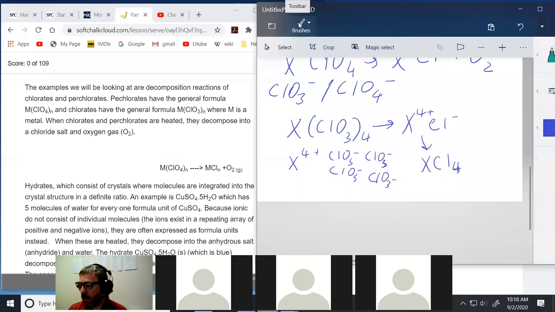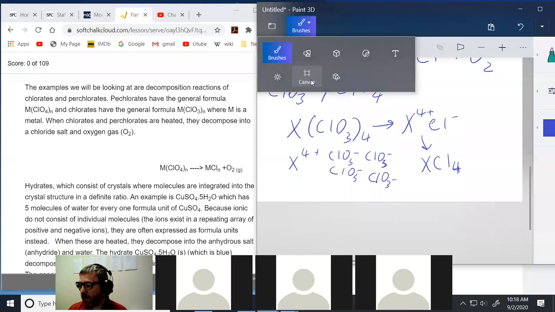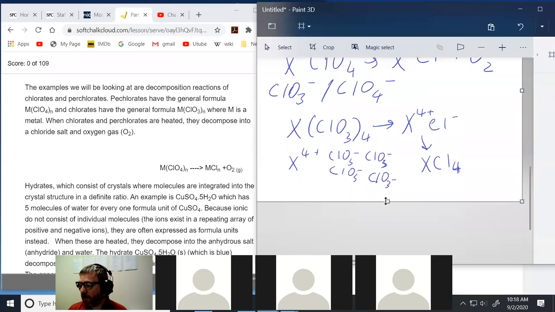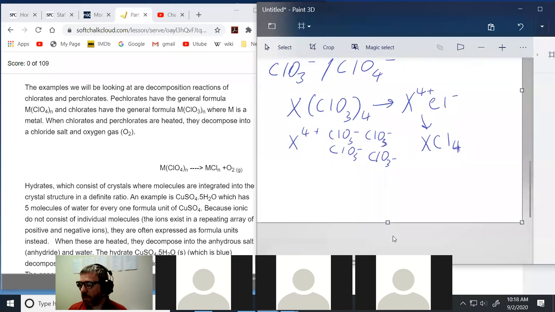And then there would be... Now, how many oxygens at the end? Oh, I'm just about to do that. Oh, okay. Just enlarging my screen here so I can manage that.